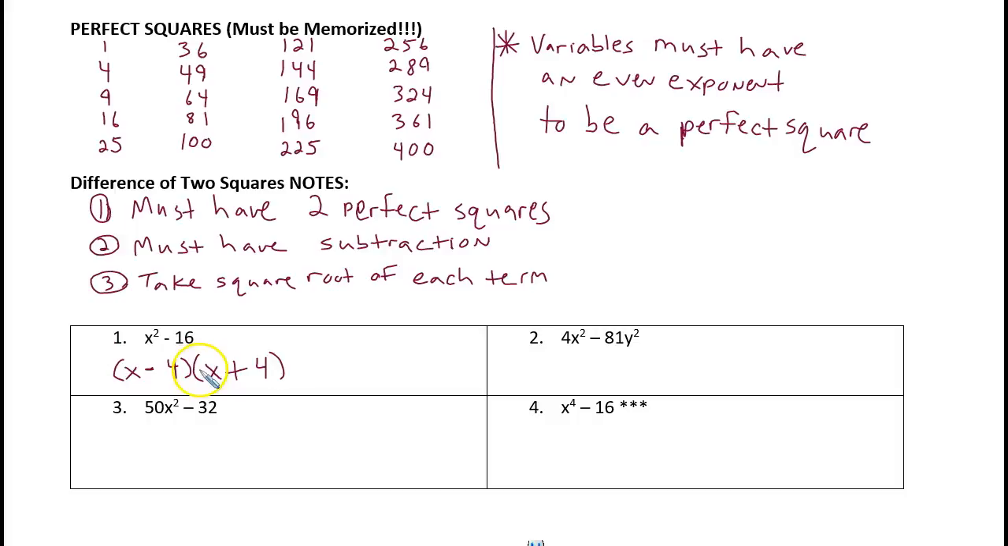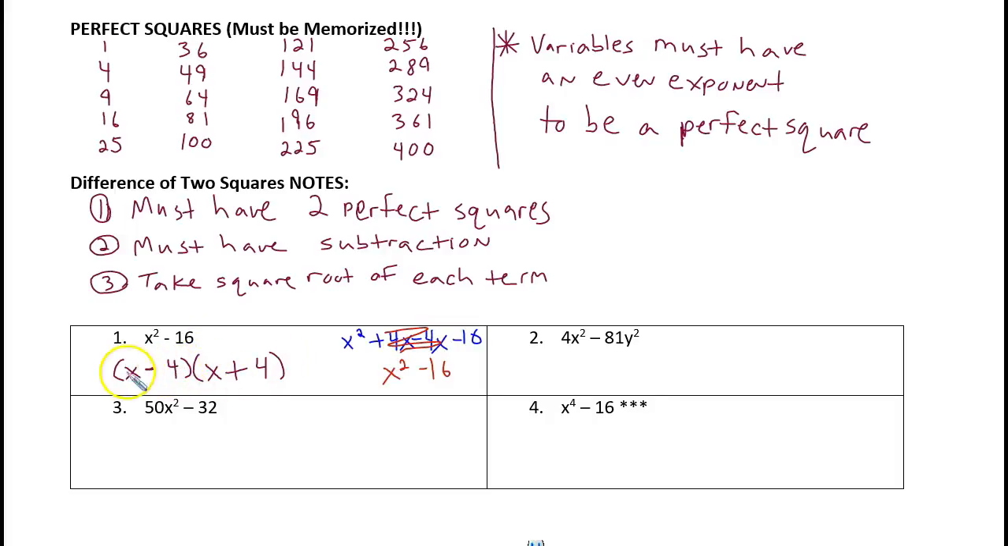Now, I'm not going to do this every time, but let's talk about why this works. When you multiply x times x, if you're foiling this out, you get x squared. The outside, x times 4 is 4x. The inside, negative 4 times x is negative 4x. And the last times the last is negative 16. And what you'll notice is that positive 4x minus 4x cancel each other out, leaving us with just x squared minus 16. Well, that happens every time you have something minus something times something plus something.